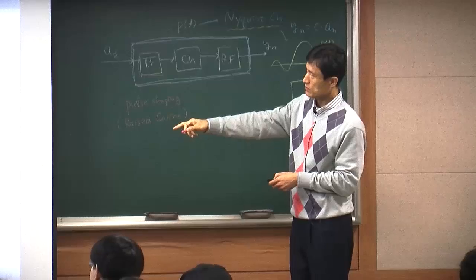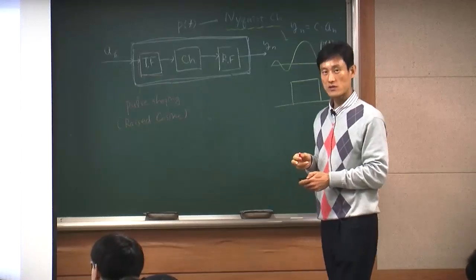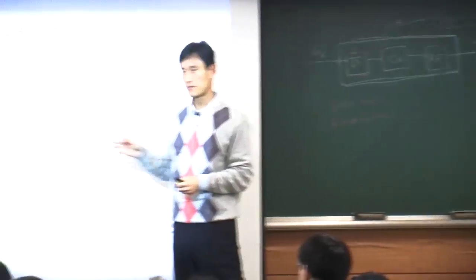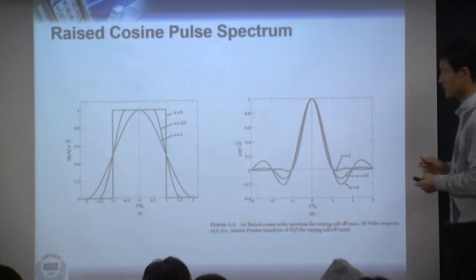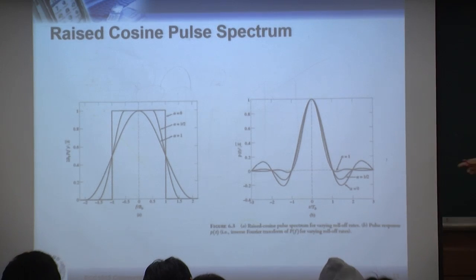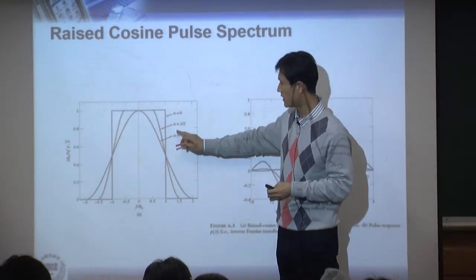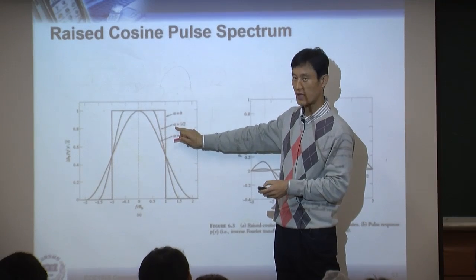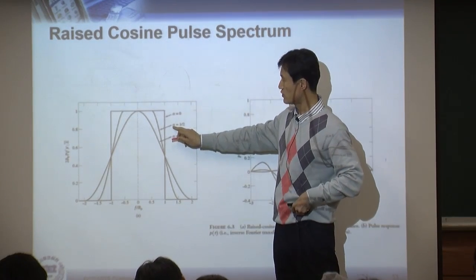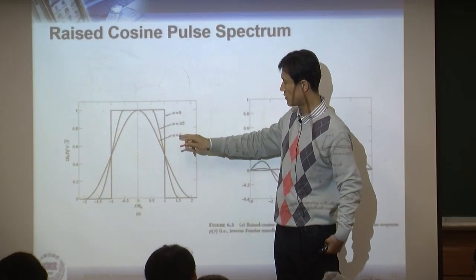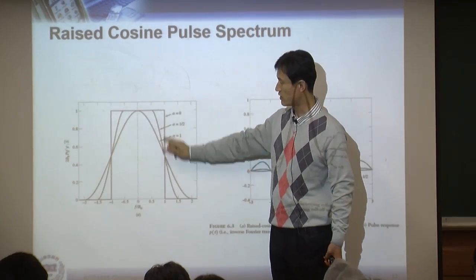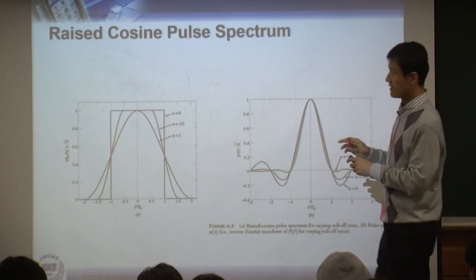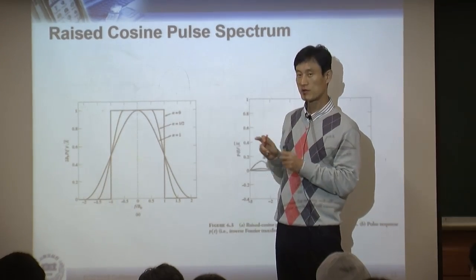Now let's go to the picture of raised cosine. Raised cosine has this kind of spectrum or time domain response. We have a parameter called alpha. In the raised cosine pulse, we have a parameter called alpha, right? When you change alpha to 0 or a half or 1, we have a different spectrum and different time domain response. So let's assume that alpha equals 0.